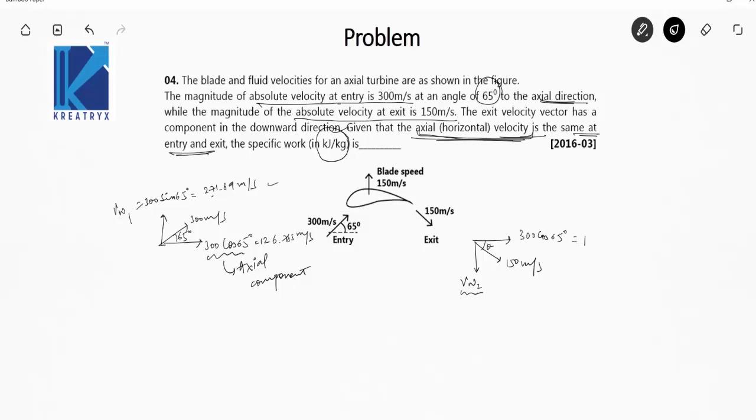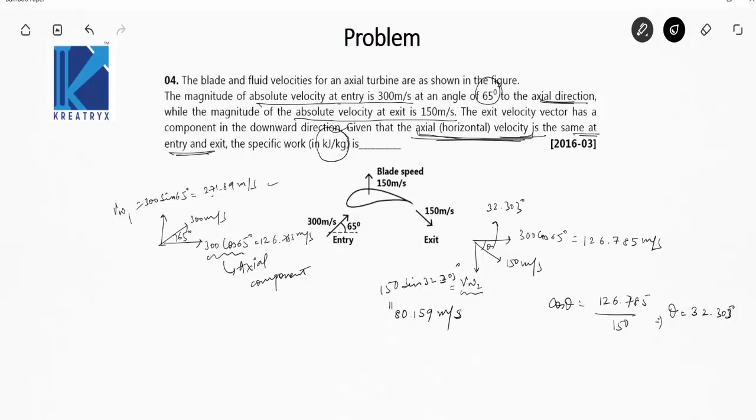Okay, so now I have the values. 300 cos 65 is equal to 126.785 meter per second. Can I find cos theta? Yes, cos theta will be 126.785 upon 150. So this theta will be 32.303 degrees. Great. Now VW2 becomes 150 sine 32.303 degree. Okay, and the value of this component will be 80.159 meter per second.